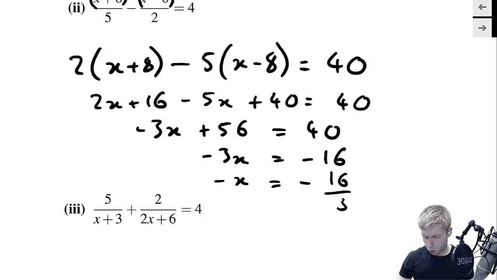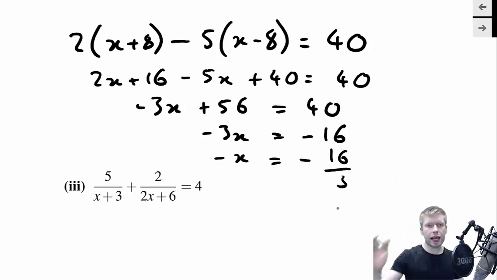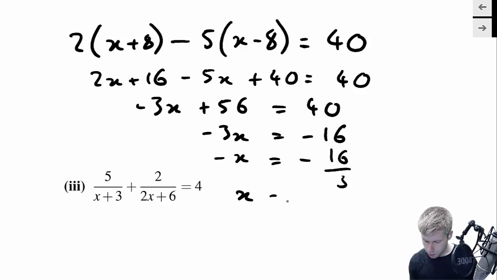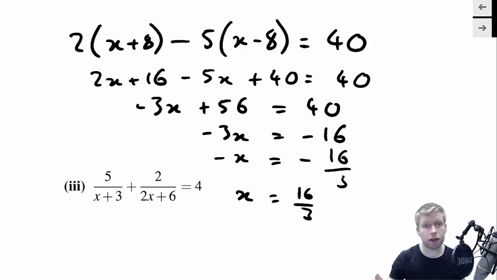Don't worry about the fact it's horrible. Okay, and then I just get rid of the negatives on both sides. Like I just multiply both sides by negative 1. So x must be equal to 16 over 3, if I've done my maths right. But the process is fine.